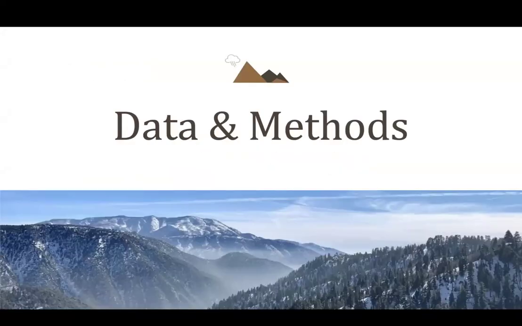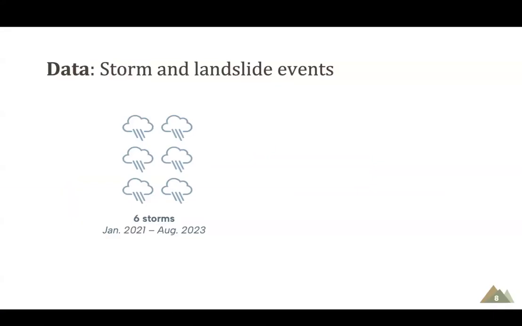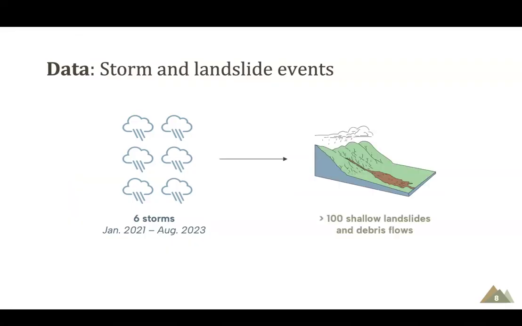So I'll briefly talk about my data and methods for this project. I compared quantitative precipitation estimates for 6 storms that happened from January 2021 to August of 2023. I chose these because they all happened after all of my precip data was available, and they all caused multiple documented landslides and debris flows in the study area. Across these 6 storms, I compared precipitation at the times and locations of over 100 shallow landslide and debris flow events.